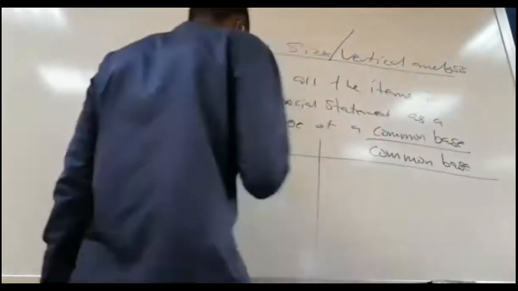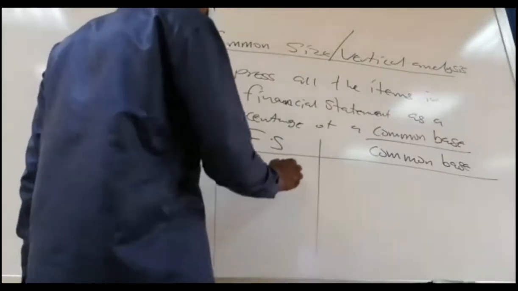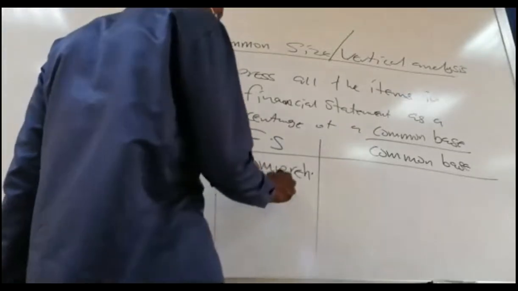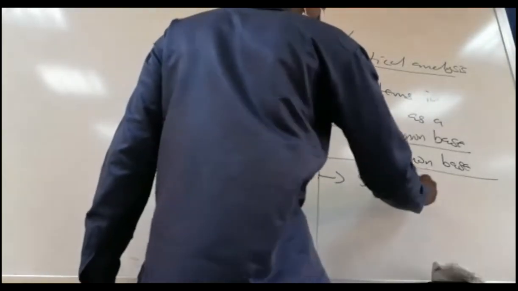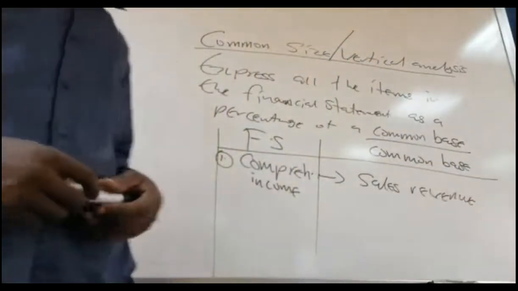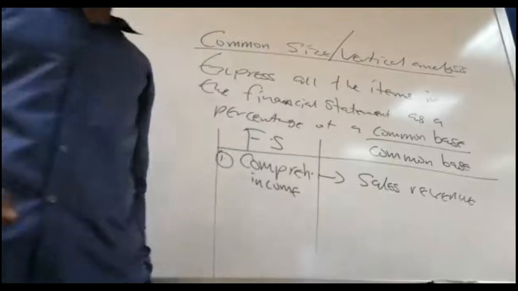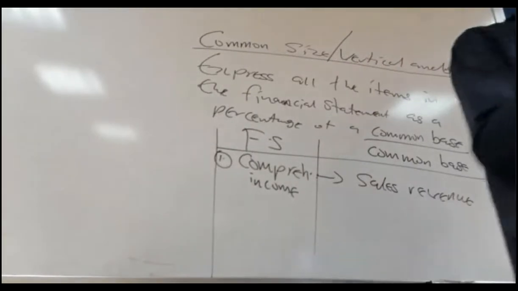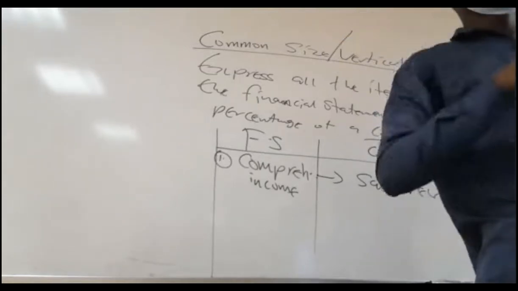So the first item on the list, number 1, comprehensive income or the profit or loss. What is the common base? Sales revenue. So it means that you pick all the items in the profit or loss, then divide by the sales times 100. That is the common base. All the items in the comprehensive income, one by one, including the sales itself.